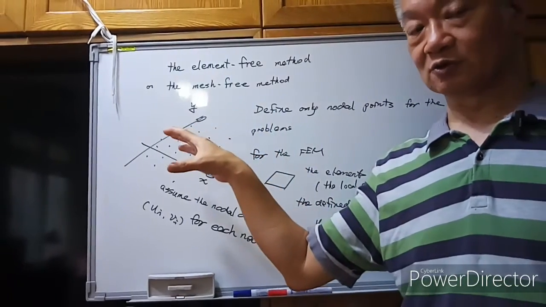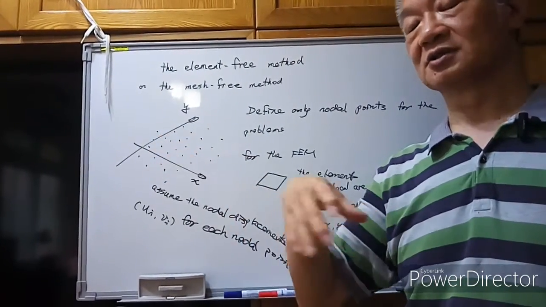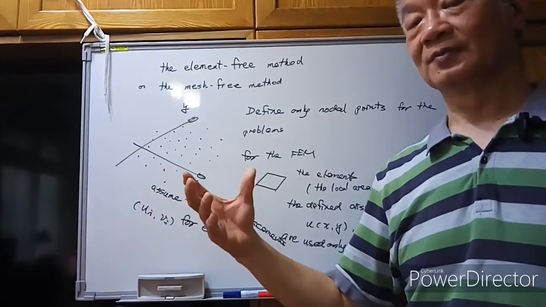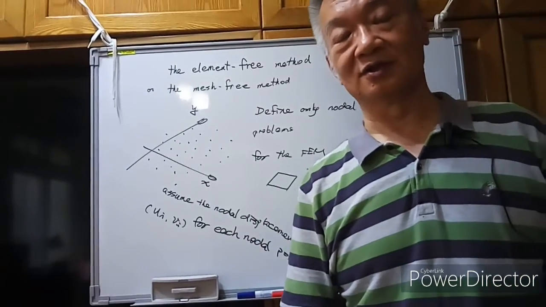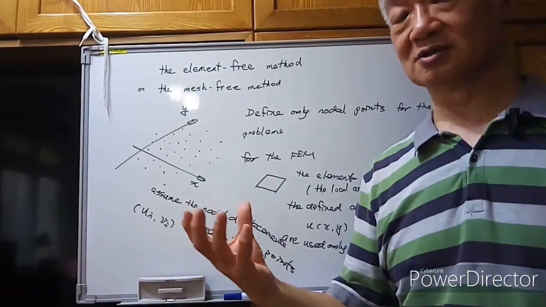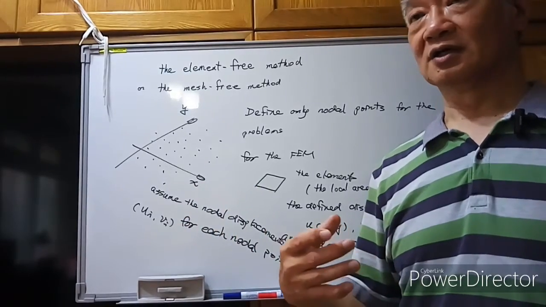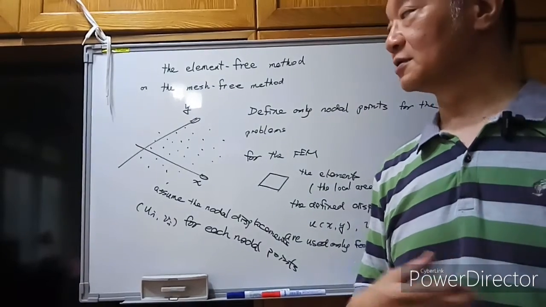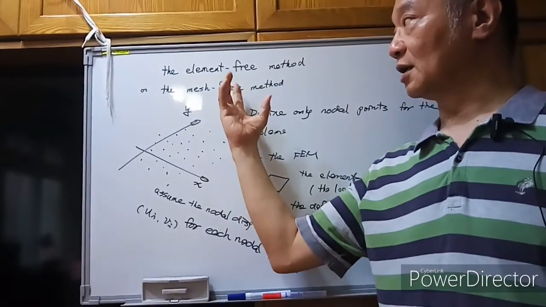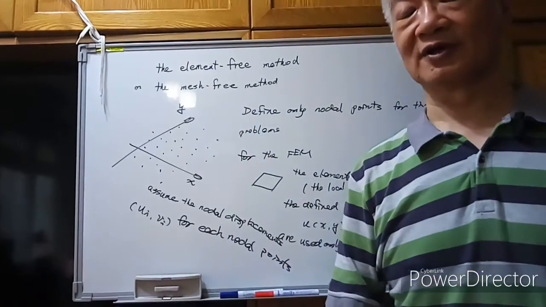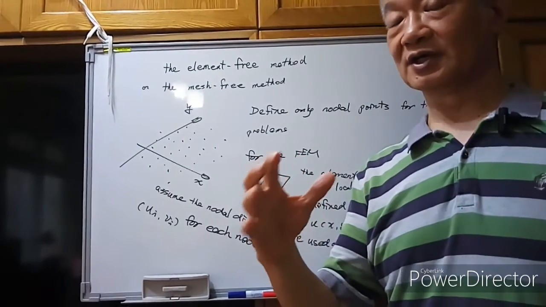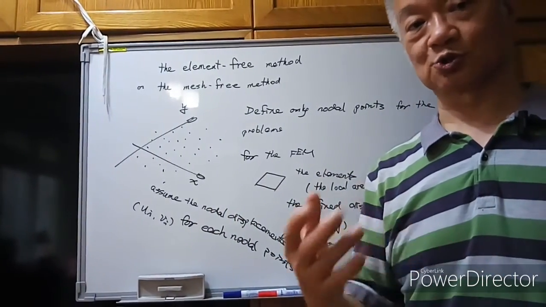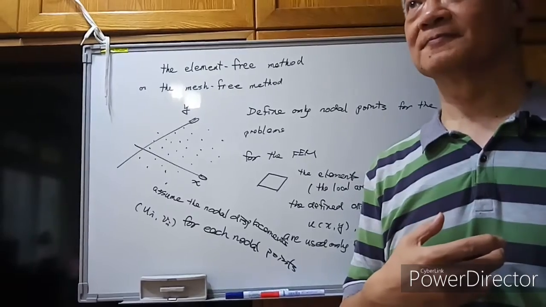Not only are the displacement functions continuous, even the derivatives of the displacement are continuous. The derivatives of the displacement are the strains of the structures, and the strains are also related to the stresses. So for the element-free method or the mesh-free method, you can get continuous displacement. Also, you can get continuous strains and continuous stress.